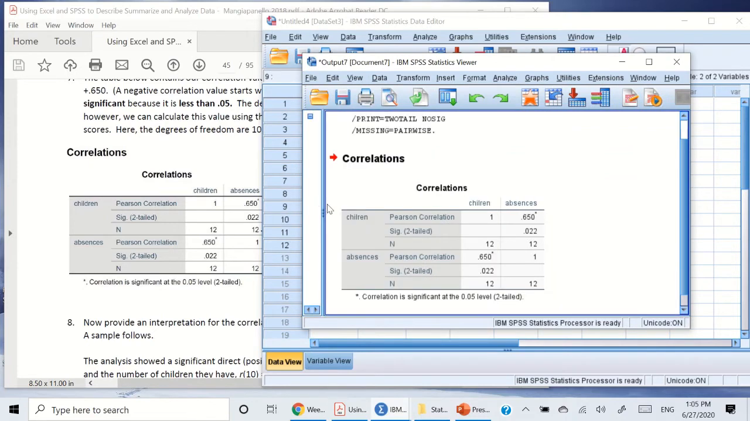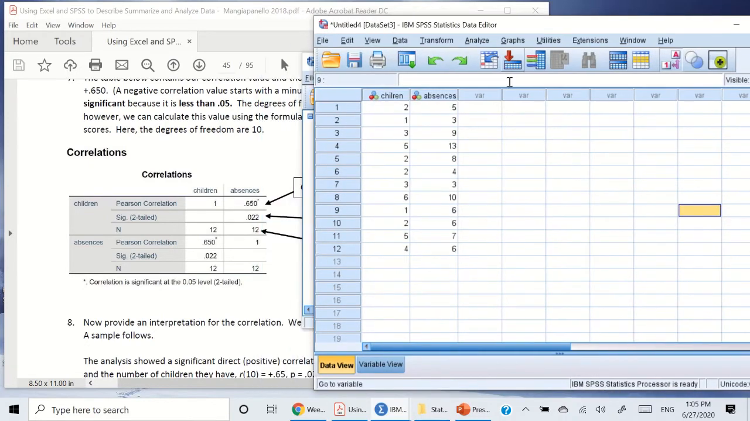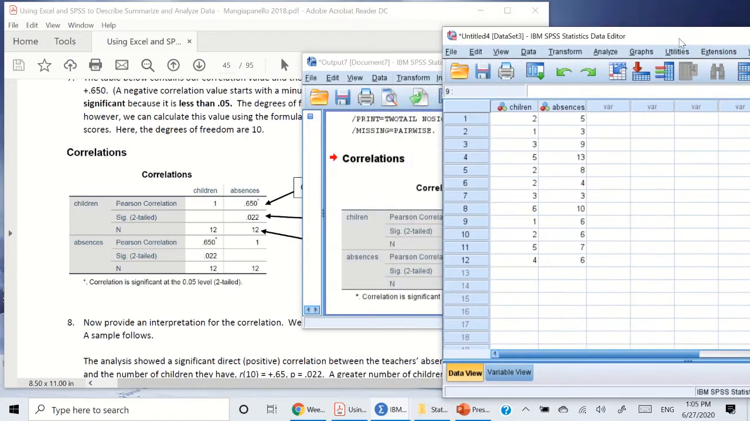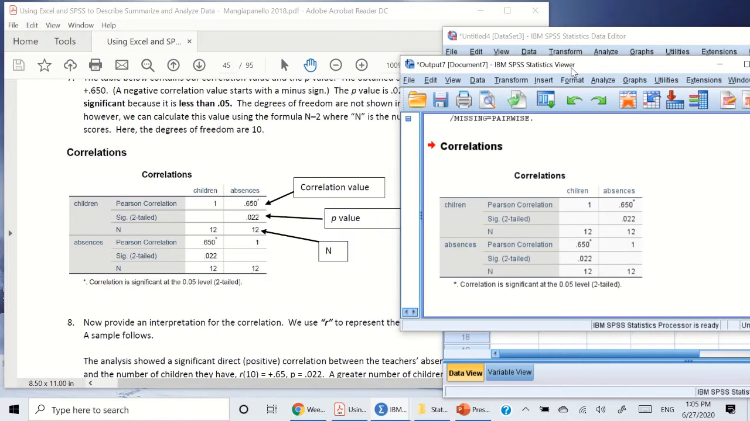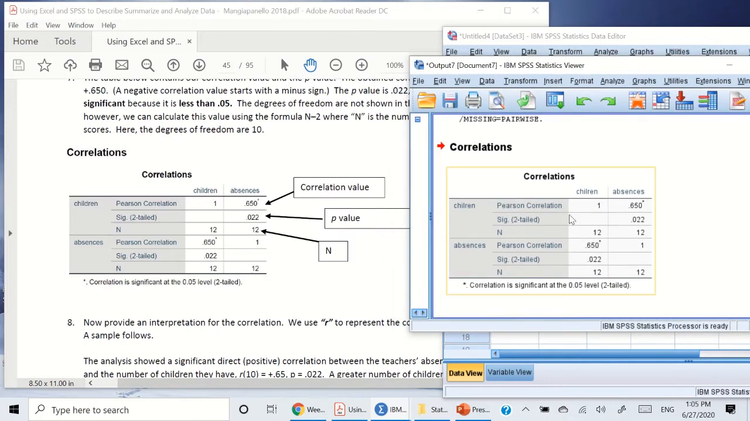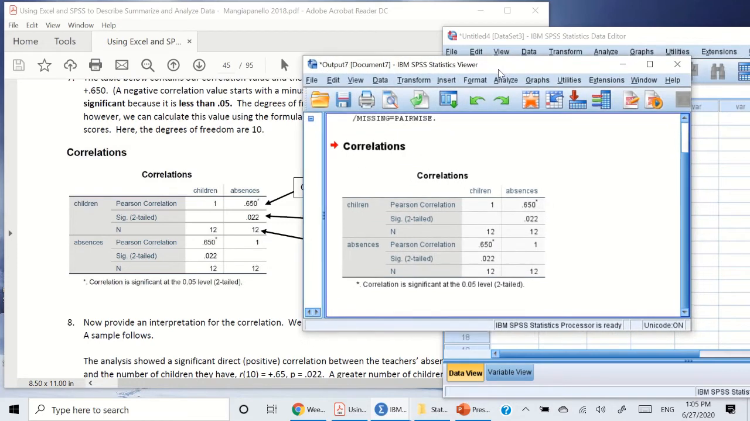Now, what do we do next? Let's check to see if everything looks the same as your textbook. Okay, so we got the correlation value, we got the p-value, and we got the number of people. So does everything look exactly the same? Yes, it does. All right, so that means we did it correctly.